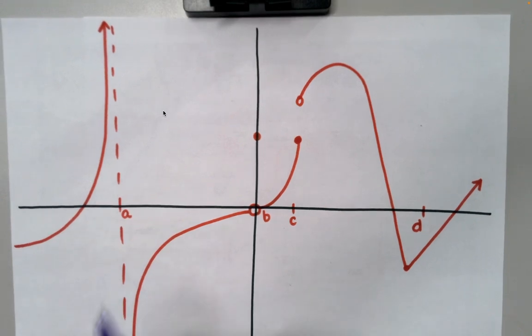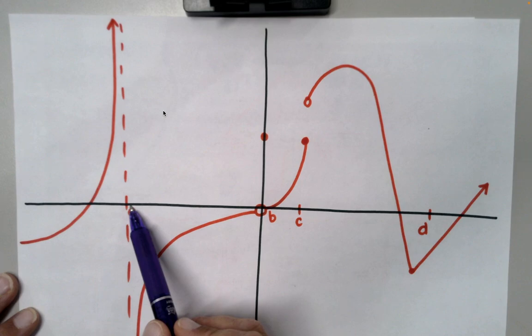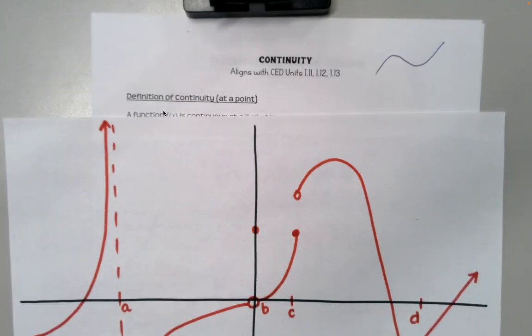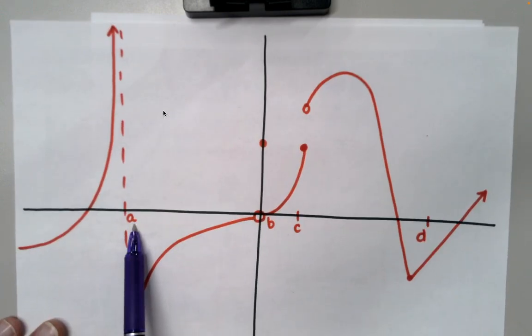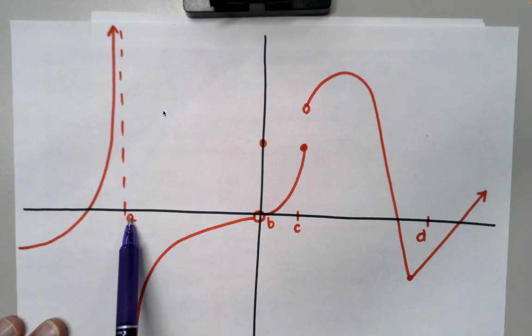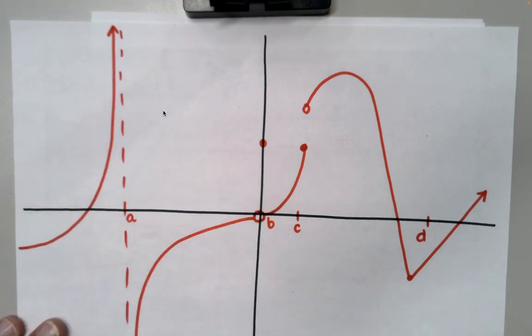So if I was to ask you about continuity at A, this thing would not be continuous because of that first line, right? F of A is not defined in this graph. If I go to this X value, I have no point that goes along with point A, okay? I'm actually going to hop over to point C next.